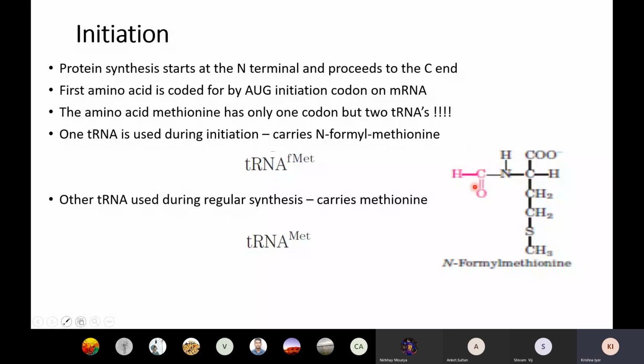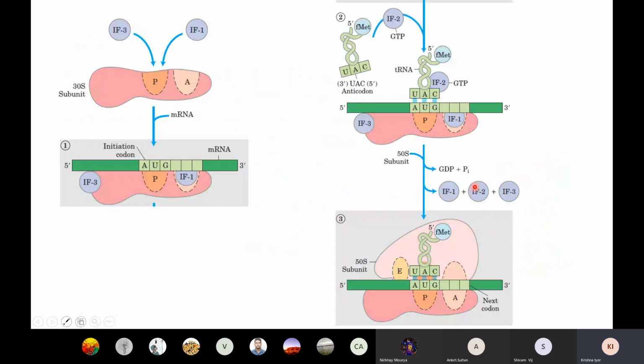Now see how the process begins. The 30S unit, which is the small ribosomal unit, is initially recruited, and to it two factors, initiation factor 1 and initiation factor 3, come and bind. As this binding occurs, the mRNA which is ready to be translated is also recruited, and they all form a complex.